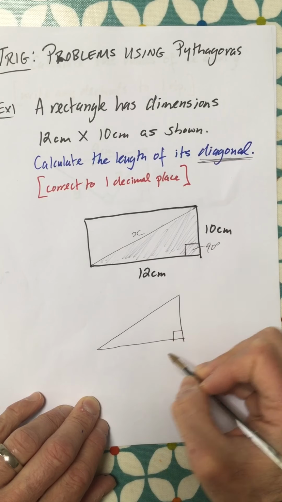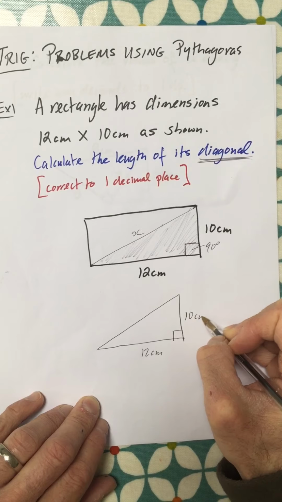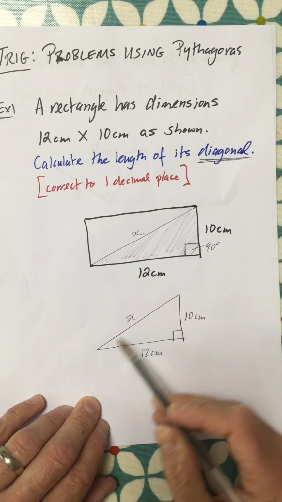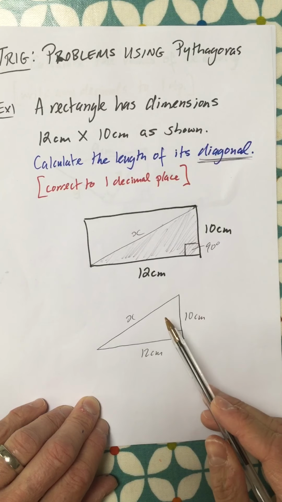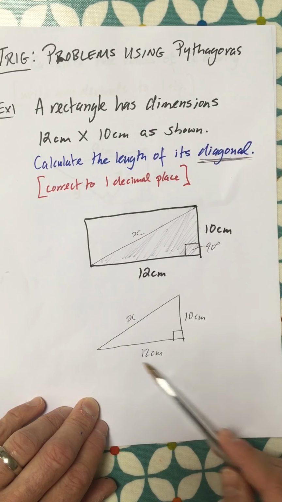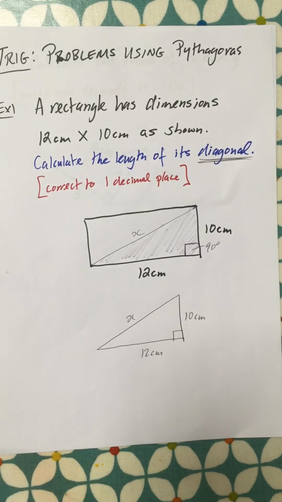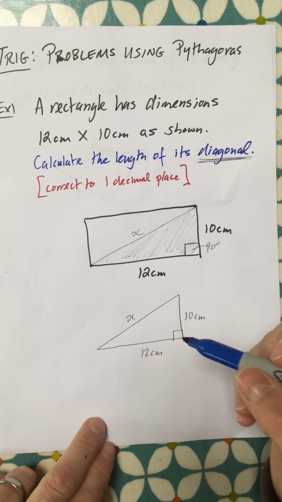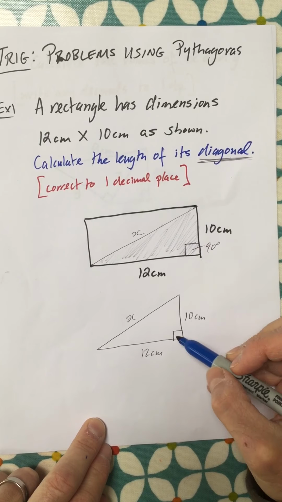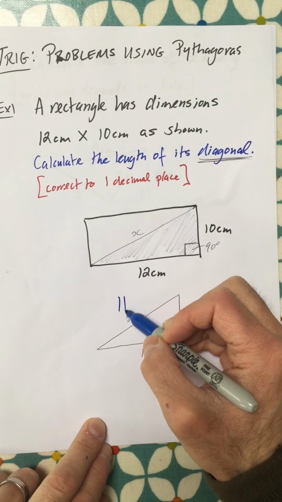So I'm going to redraw the triangle on its own. This is 12 centimeters long this way, this is 10 centimeters high this way, and this is x. And now suddenly this question has been transformed from a difficult question to a very easy question. It's an easy question because it's just a straightforward Pythagoras' theorem question. A reminder of what we did the last day, when you use Pythagoras' theorem, you have to label your sides. Because there's the right angle, this would be the hypotenuse.